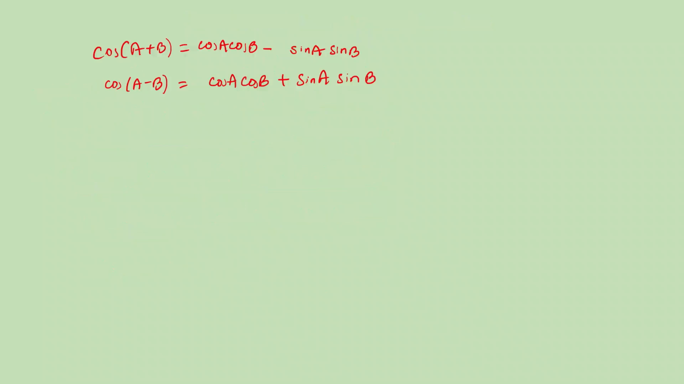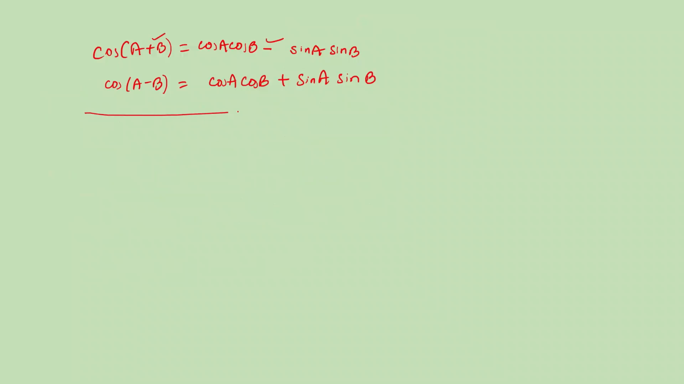All right, now we already know these two things as well, that cos of a plus b is equal to cos a cos b minus sine a sine b. Remember, when we are having plus over here, we are having a minus in between, and cos of a minus b is cos a cos b plus sine a sine b.